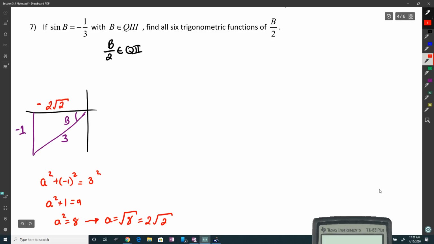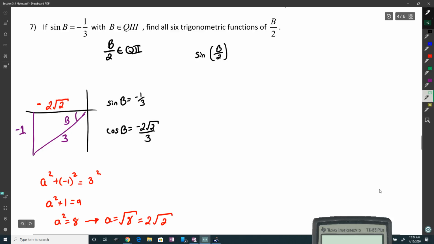Oh, negative, because it's in quadrant 3. All right, so now let's go ahead and find all our trig functions. So I know that sine of b was given to me, but the main one I'm going to use is cosine of b. Cosine of b is negative 2 square root of 2 over 3. All right. So the first one I'm going to find is sine of b over 2.